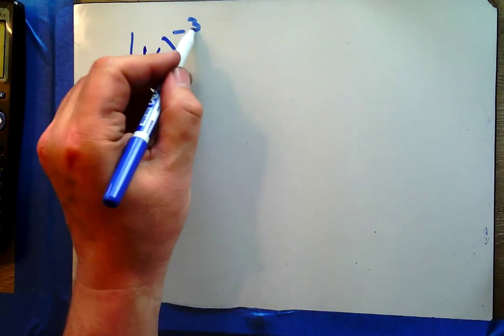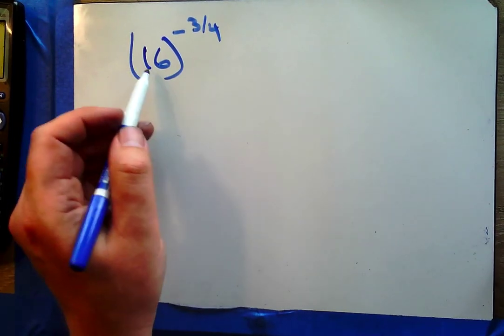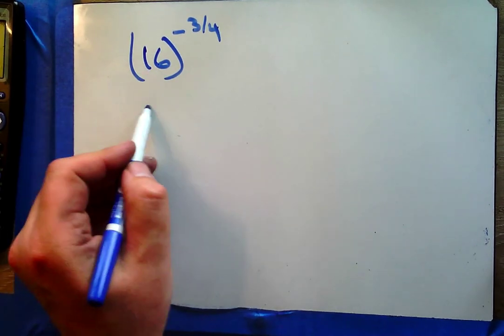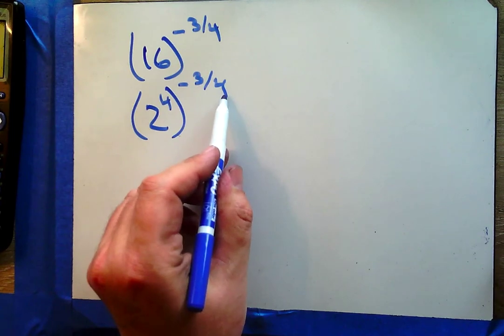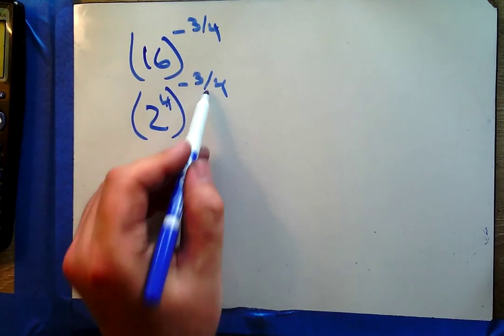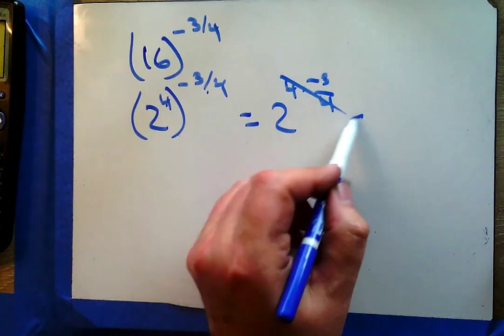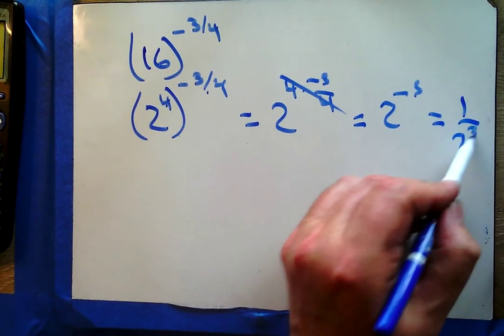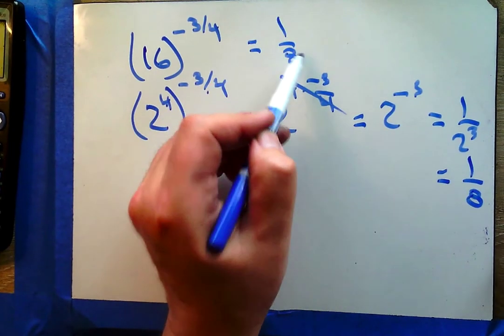This is round 4. 16 to the negative 3/4. So we've got two ways to do this, and I always want the smallest base. So even though I can turn this into 4 to the second, I'm going to use 2 to the 4th, especially because I see this denominator of 4. When I raise a power to a power, I'm multiplying. Those cancel. I get 2 to the negative 3, or 1 over 2 to the third, which is the same as 1/8. This is equal to 1/8.